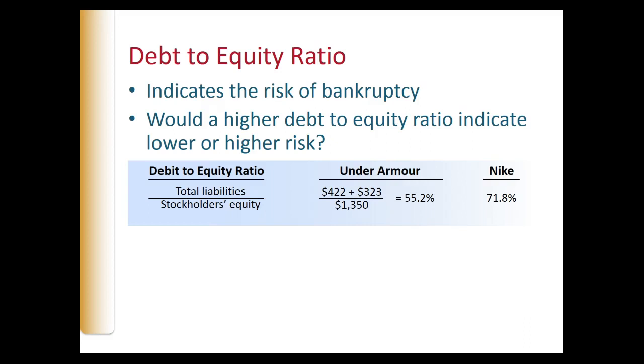So this slide shows the debt-to-equity ratio for Under Armour and Nike. Under Armour has a debt-to-equity ratio of 55.2%, or about 55 cents in liabilities for each dollar in stockholders' equity. Nike's debt-to-equity ratio is higher at 71.8%.